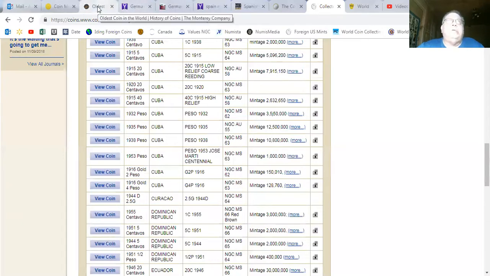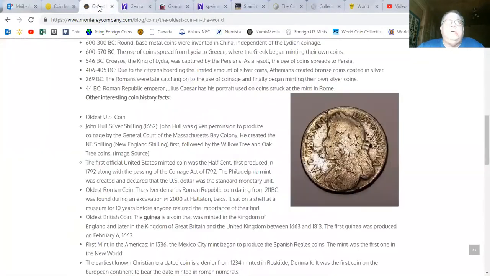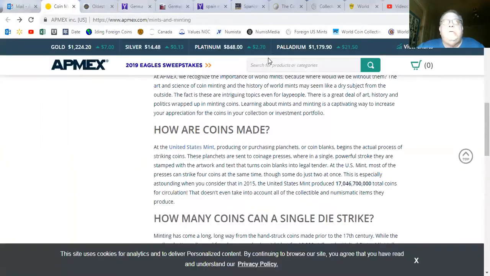Is this the one I want? Nope. Right here, the United States in 2015 minted 17 trillion 46,700,000 coins, and that doesn't take care of the new mint. That doesn't even take care of the mint sets and that. That's just regular coinage.